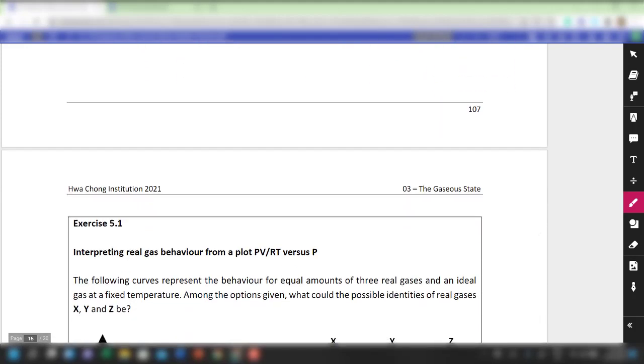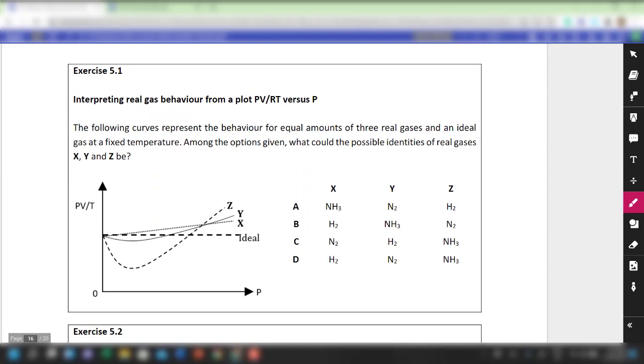Okay, then moving on to exercise 5.1, interpreting real gas behavior from a plot of PV over RT against P. Again, the ideal gas line is over here. You are given the following curves, which represent the behavior of equal amounts of 3 real gases and an ideal gas at fixed temperature. Equal amount is important as well, so that you are comparing apples with apples and not apples with oranges. We don't have to mention which is the ideal gas, because it will be the horizontal line. Amongst the options given, what could the possible identities of the 3 gases be? So from here, very straightforward.